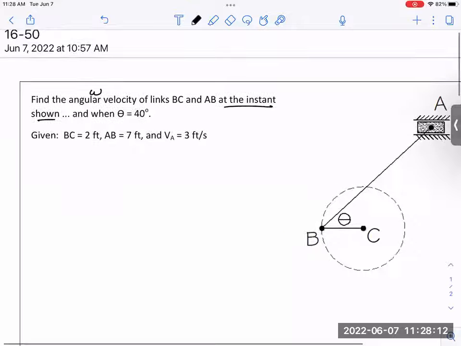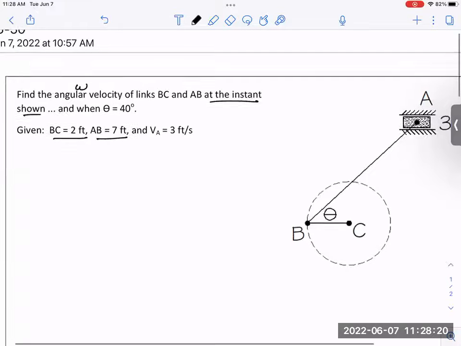And then I gave you some geometry here. BC, the crank arm, is 2 feet long. AB, the connecting rod, is 7 feet long. And then I gave you that initial velocity. The 40 degrees and the 2 and the 7 is enough geometry to allow you to see how those are connected, if you will.